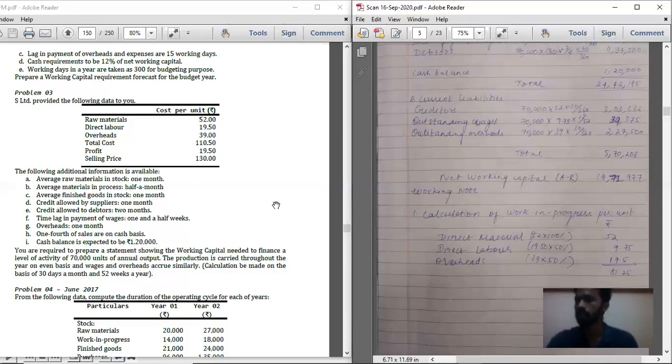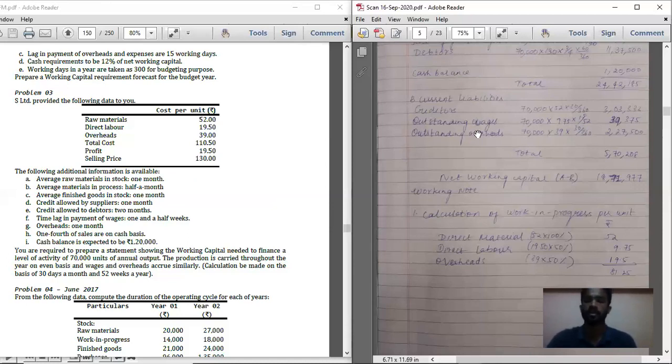70,000 into 19.5 into 1.5 divided by 52. You are getting 39,375. Here she has mentioned 9.75, but that is 19.5. So 70,000 into 19.5 into 1.5 divided by 52. In the amount column, put 39,375.